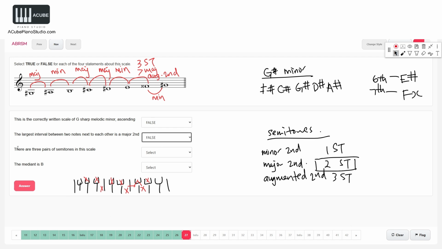Next, there are 3 pairs of semitones in this scale. In order to have 3 semitones, they must be a minor 2nd. So I have 1 semitone, 2 semitones, 3 semitones. So this is true. The median is B. So median is the 3rd note, 1, 2, 3. So it's B. Correct. True.